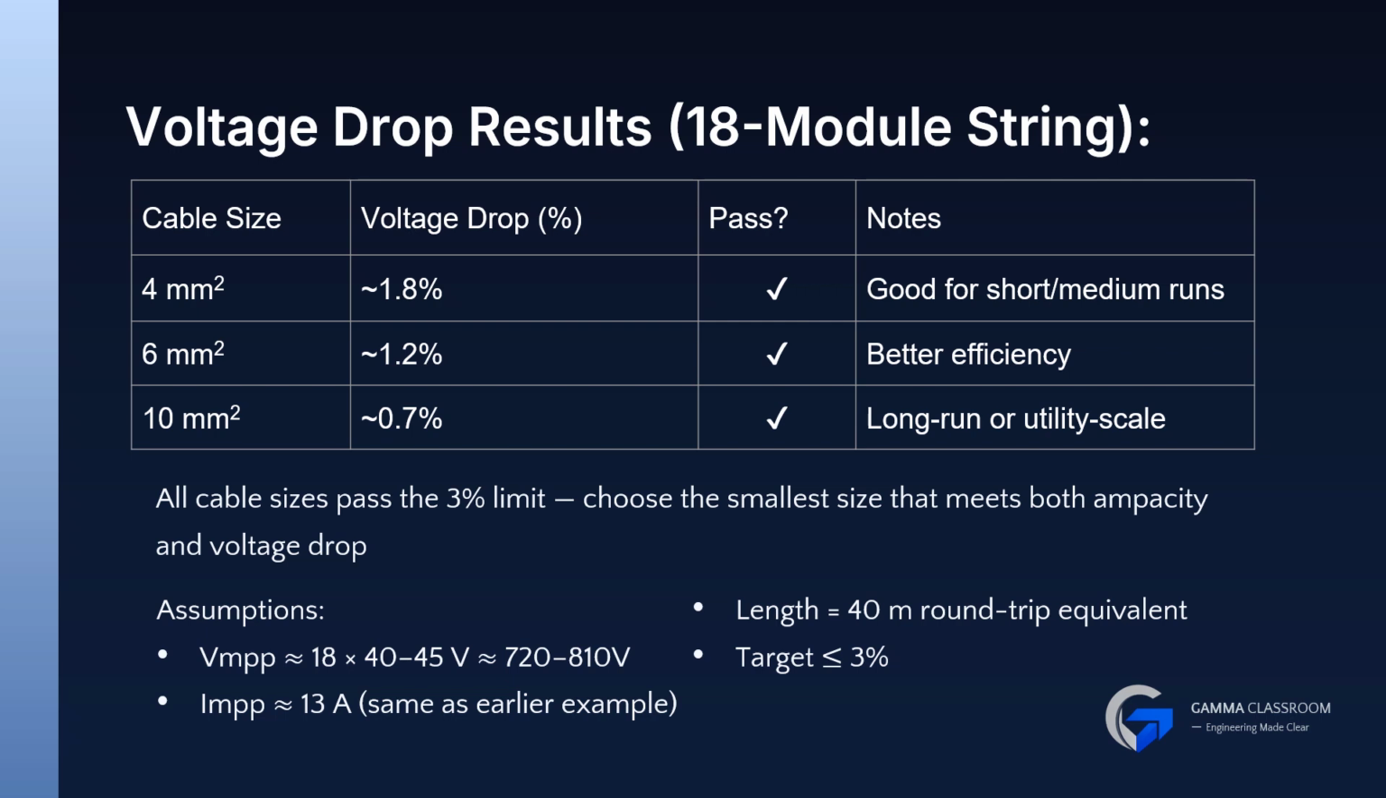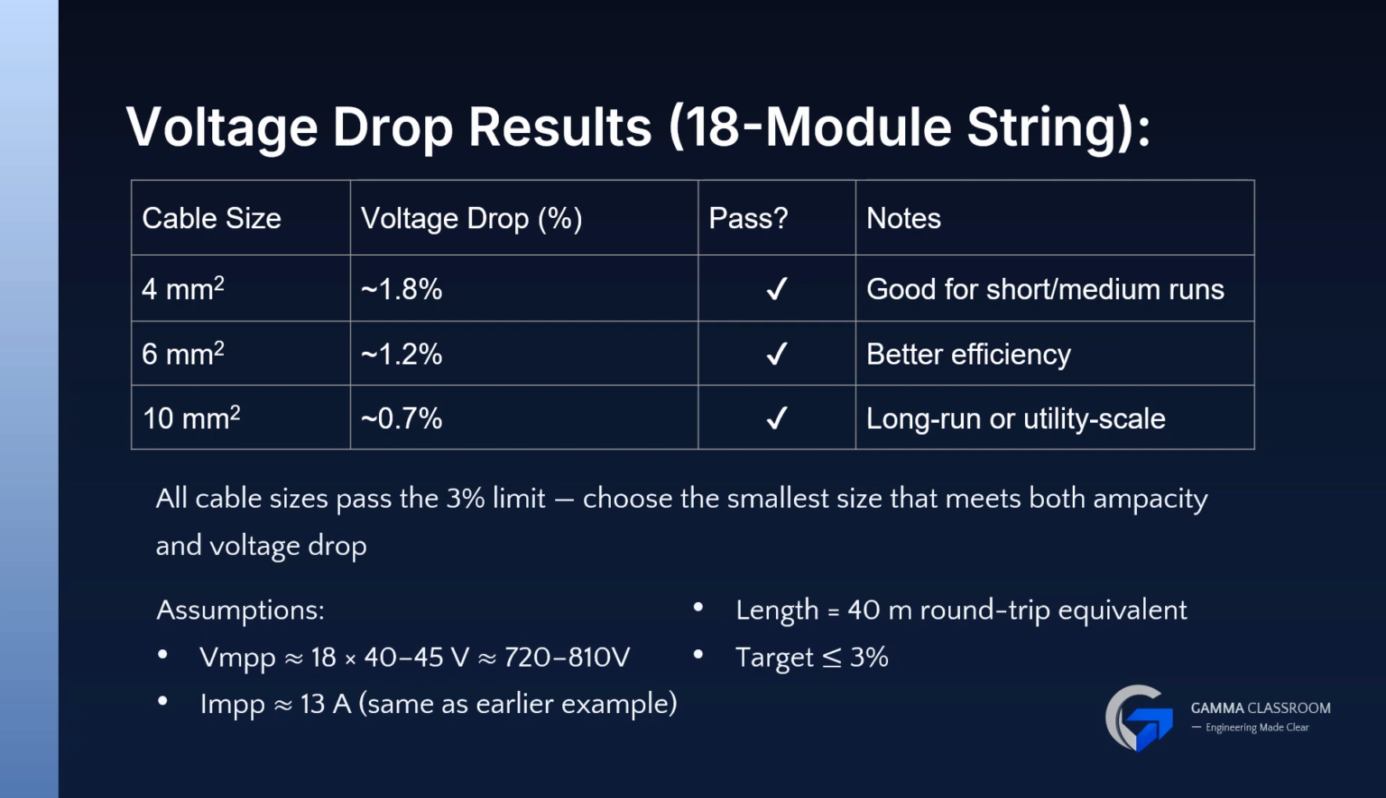Now let's compare different cable sizes for the same 18 module string. A 4 square millimeter cable gives roughly 1.8% voltage drop, which is acceptable for short or medium runs. Increasing to 6 square millimeters reduces the drop to about 1.2%, improving efficiency.